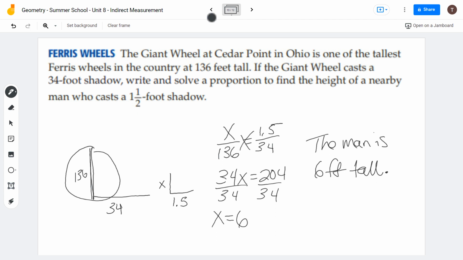Now I'll also say, be careful with mixed measurements sometimes. If something's in inches, something's in feet, you have to convert them all to the same measurement before you solve. So make sure everything is the same unit before you go to solve.